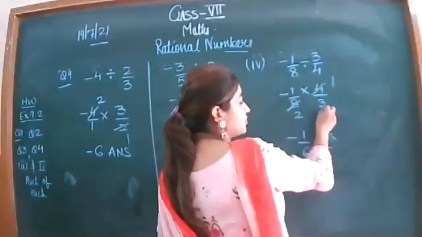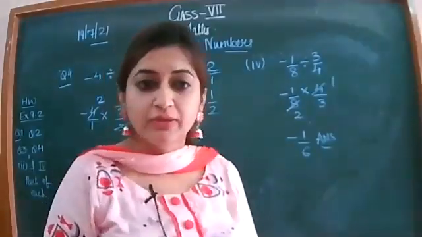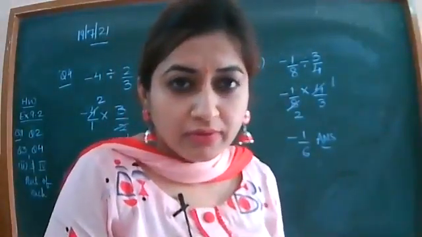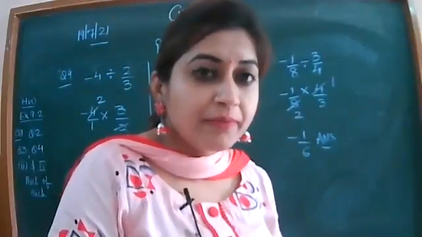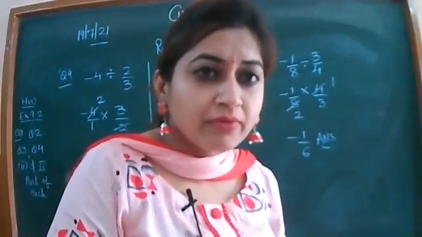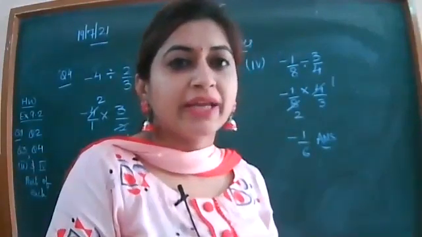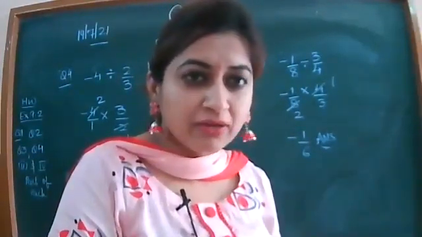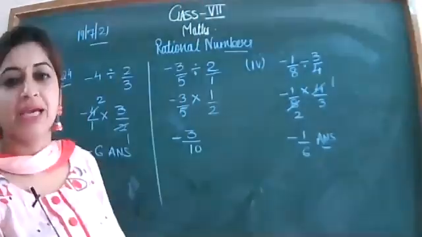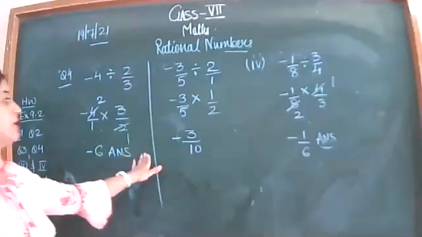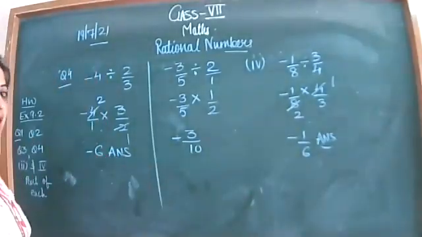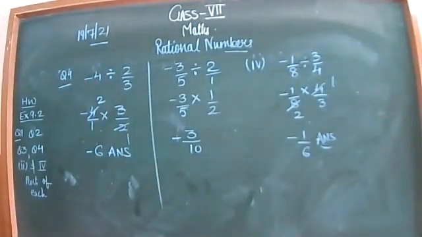Answer of the third part is minus 4 over 15. Which part, beta, the third part you are saying? Yes, okay. All of you, please do the third part of the same question. First, second, and fourth I have done. Please start the third part. Hurry up, beta.